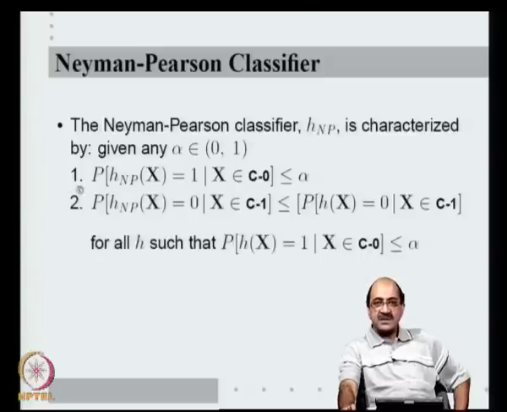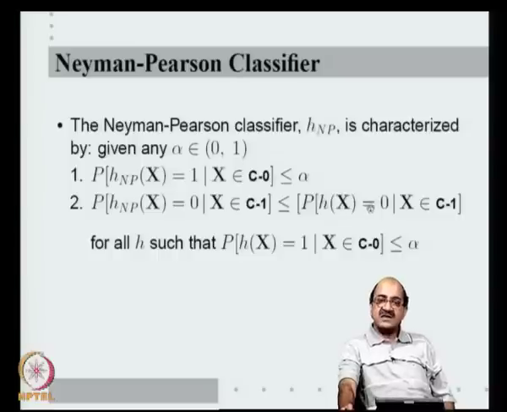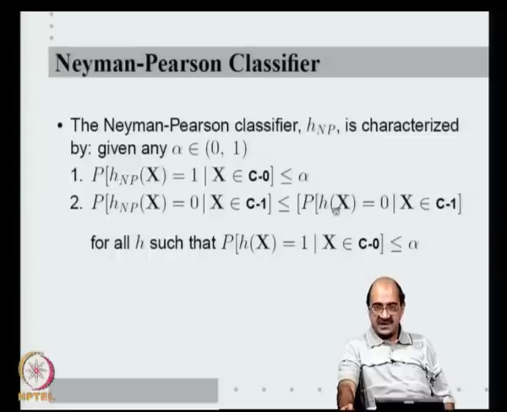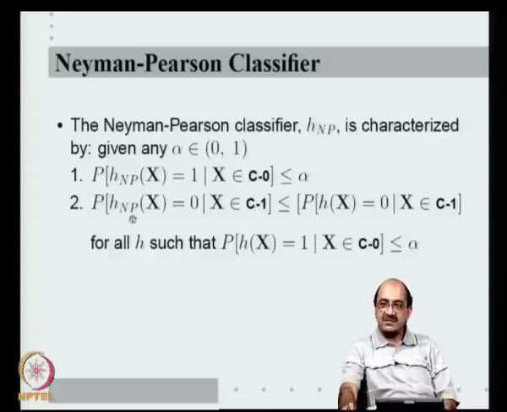Then what does it have to satisfy? Wrongly classifying a class 1 pattern, that is the other kind of error, the probability HNP(x) is 0 given x belongs to C1, that should be less than the probability of wrongly classifying a class 1 pattern by any other classifier H. But this is not for all H, but only those H which also meet the bound on the type 1 error, because NP minimizes the second kind of error while satisfying the bound on the first kind of error.